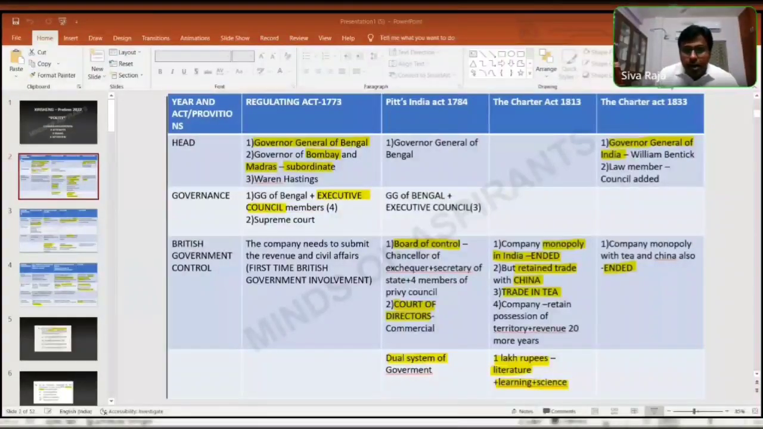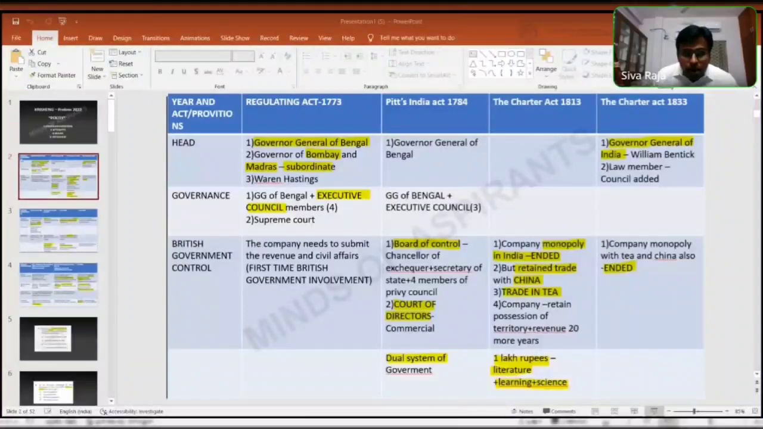Okay. Next is 1784, Pitt's India Act, and now it is your job to see who this Pitt was. So you have to go back and check. Why is it named Pitt's India Act? Please go check it. Okay.